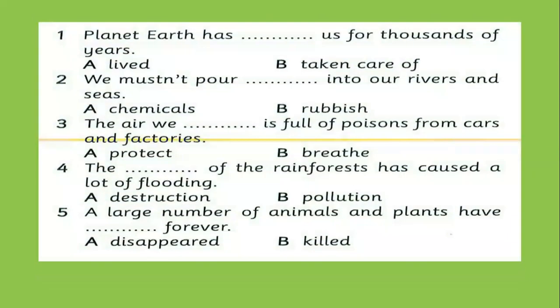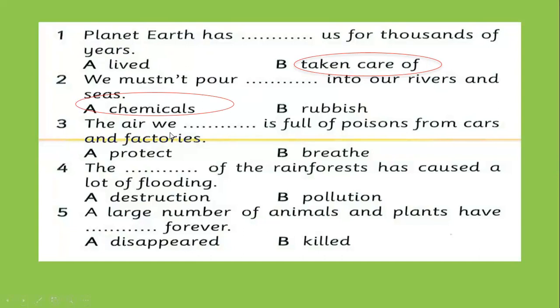So here we have some questions. Planet Earth has what us for thousands of years? Has lived us or has taken care of us? It has taken care of us. Number two, we mustn't pour what into our rivers and seas? Chemicals or rubbish? To pour means to pour a liquid, and the rubbish does not have to be a liquid, so we mustn't pour chemicals because we have the word pour.